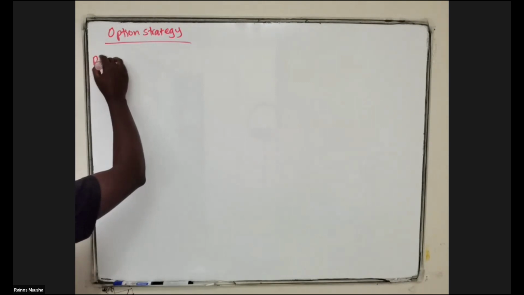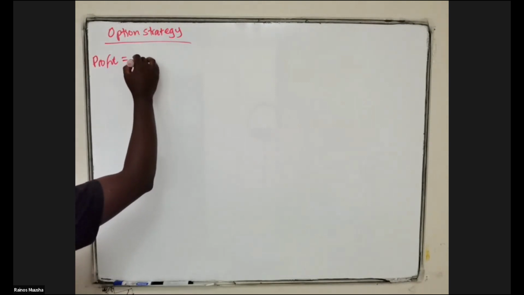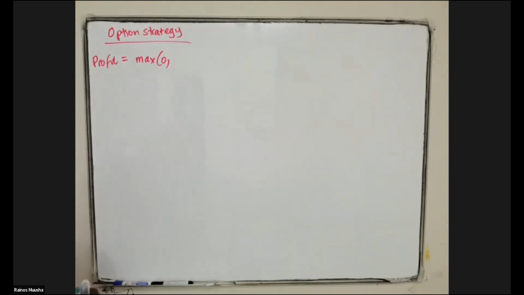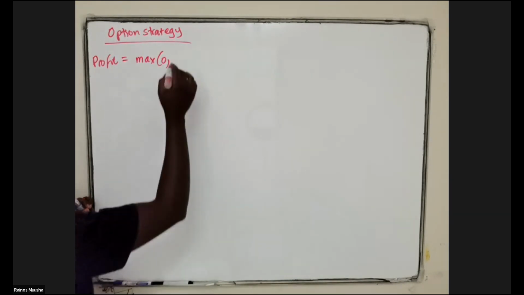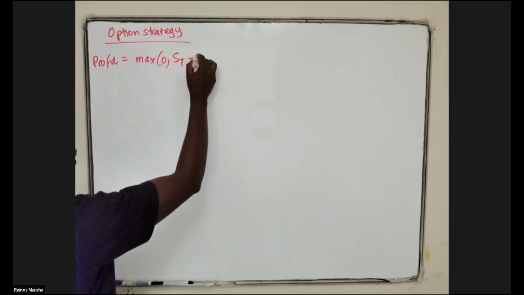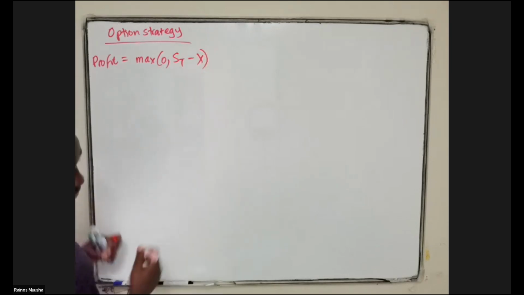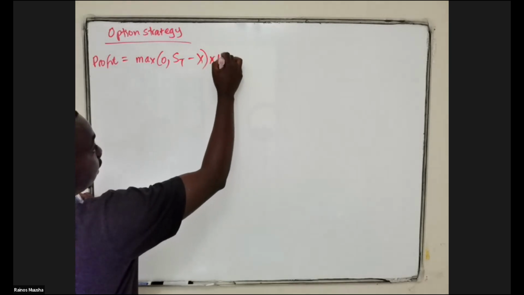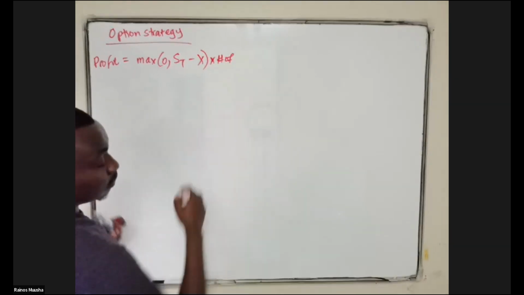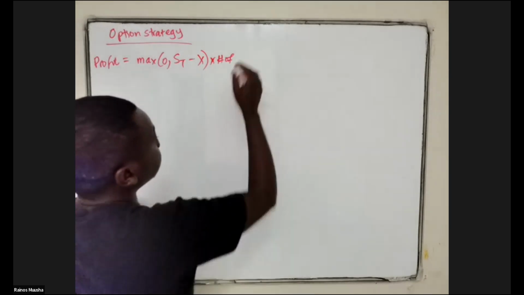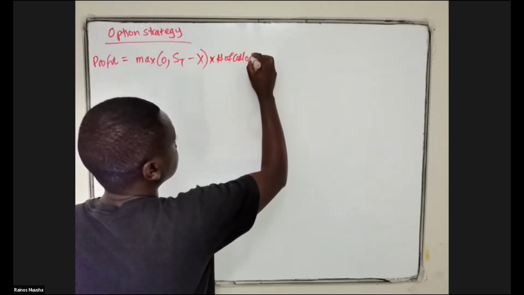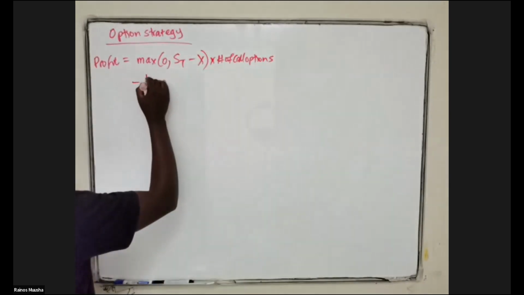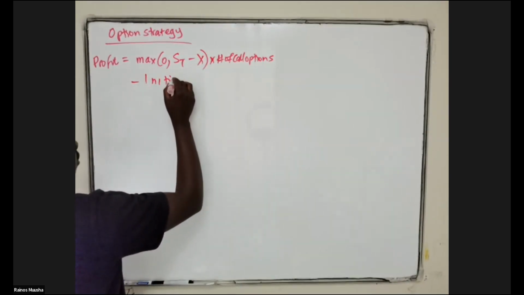the profit from the option strategy is given as the maximum of 0 or spot price at the end minus exercise price, multiplied by the number of call options in this case, minus the initial investment.